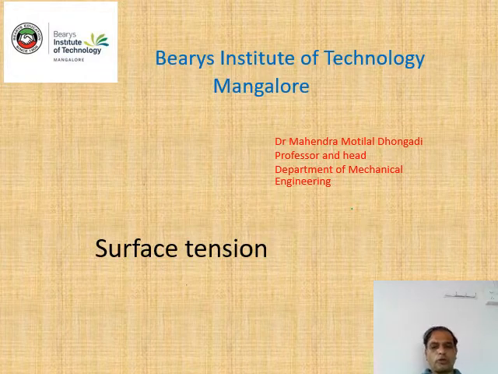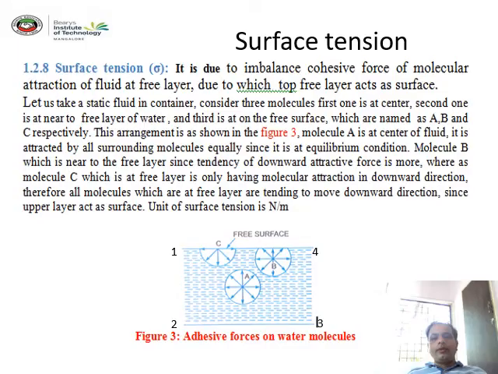Today I am going to discuss surface tension. Surface tension is a property of static fluid. To understand surface tension, I have taken a static fluid here. I have taken a container, 1, 2, 3, 4. This is filled with liquid, and it has a top surface. The liquid's top surface is called the free surface.